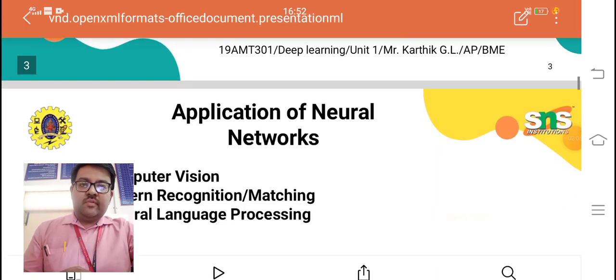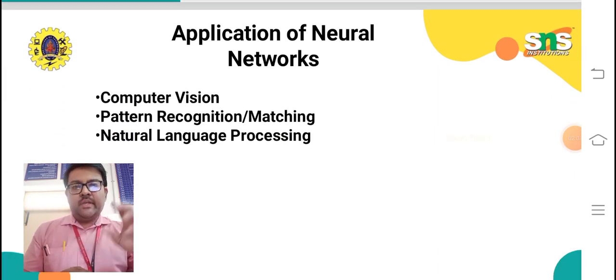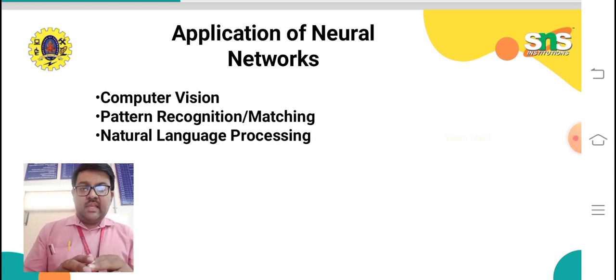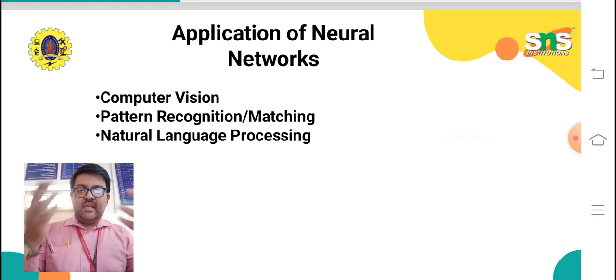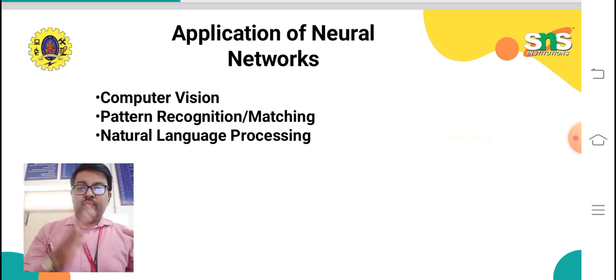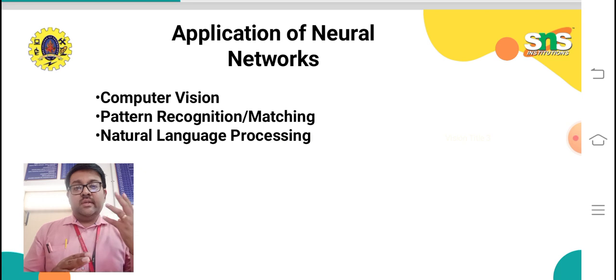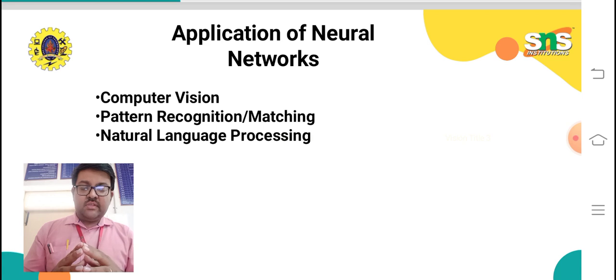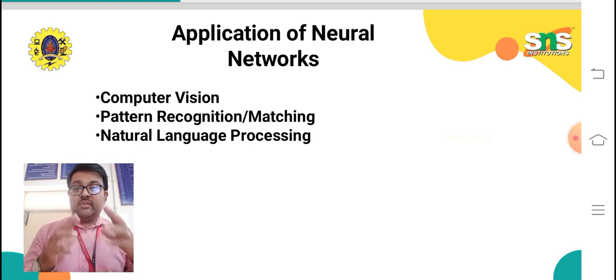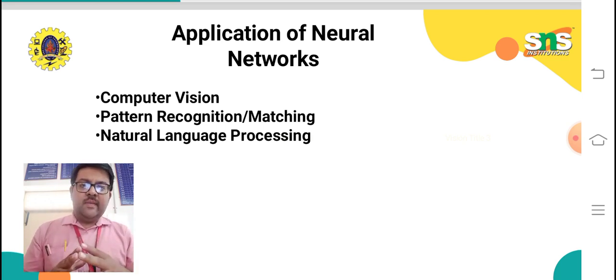What are the applications of neural networks? The main application which we can see right now is computer vision. Computer vision means that, just like how we see, process and recognize an image, the computer will have a camera, it takes the images, and the algorithm in it will process and recognize the image, and subsequently image processing techniques will be used. And then pattern recognition or matching.